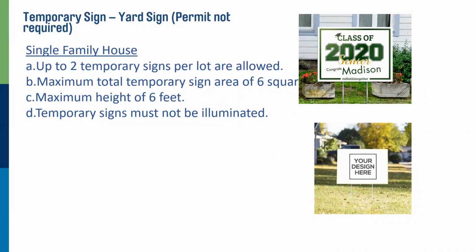So you are allowed up to 2 temporary signs per lot. The total temporary sign area is 6 square feet. So that's a 3 by 2. One sign or half of that for 2. The maximum height of the sign can't be any greater than 6 feet. And temporary signs cannot be illuminated. And you cannot put balloons on them either.